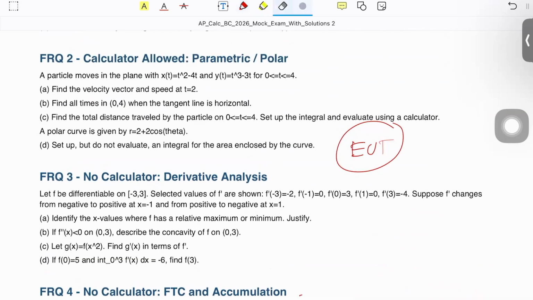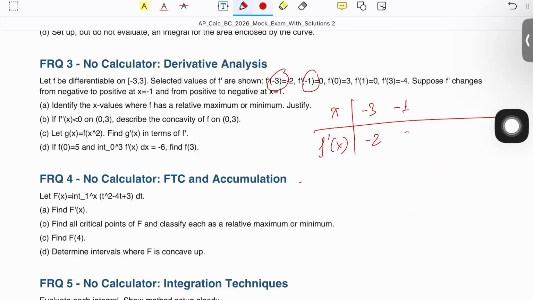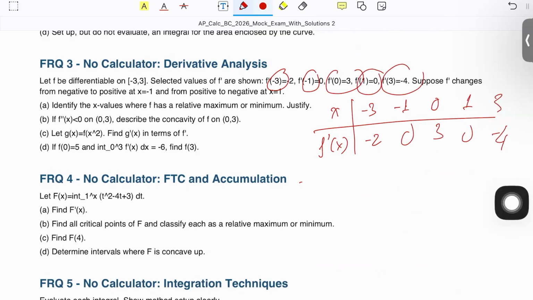Now, okay, if you draw the chart, the table here: -3 equals -2, -1 equals 0, 0 equals 3, 1 is 0, and 3 equals -4. We have 2 minutes.